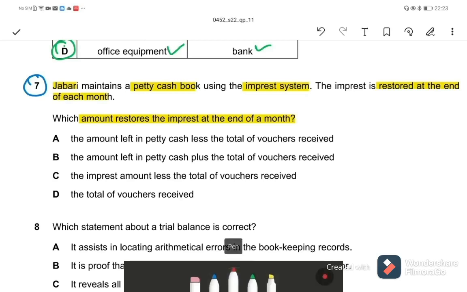The first option, the amount left in petty cash less total vouchers received. No, that is the balance carried out. It is not the restored amount. The amount left in petty cash plus total voucher. No, that is the full amount of imprest. Imprest amount less the total vouchers received. No. So the correct answer is the total vouchers received. How much vouchers received, that money deducted from the imprest amount. So at the end of the period, that amount will be restored.